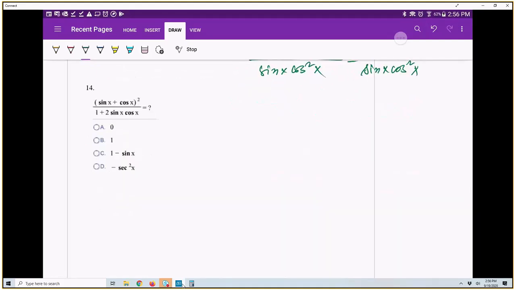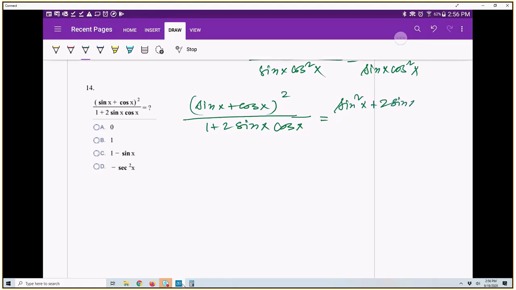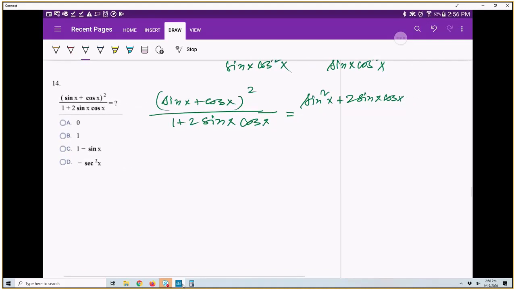Now this time I didn't give you the answer in which terms you have to write it. You just have to simplify this. So let's try to work it on. I'm starting with sine x plus cosine x whole to the power 2 all over 1 plus 2 sine x cosine x. So when I FOIL the top, I get sine squared x plus 2 sine x cosine x plus cosine squared x all over 1 plus 2 sine x cosine x.